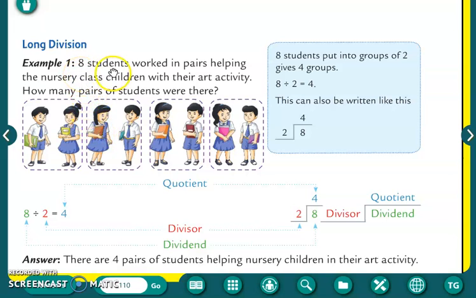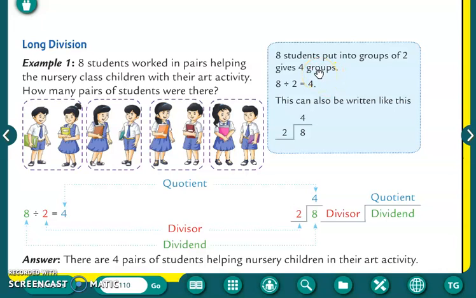First example, 8 students work in pairs helping the nursery class children with their art activity. How many pairs of students were there? Now here only one number is given, 8 students. No other numbers are given. So you have to remember the word pairs. Pairs means 2. So here we will do the calculation like this. 8 students put into groups of 2 gives 4 groups.